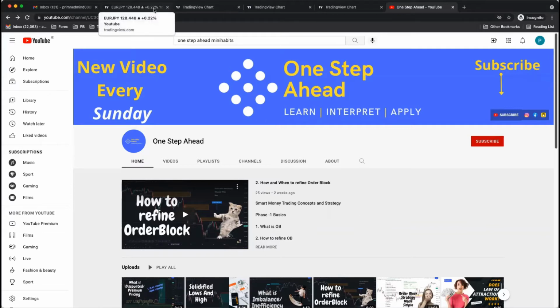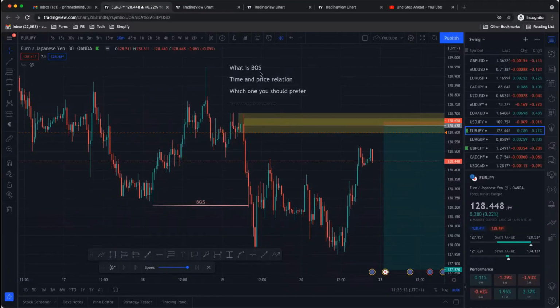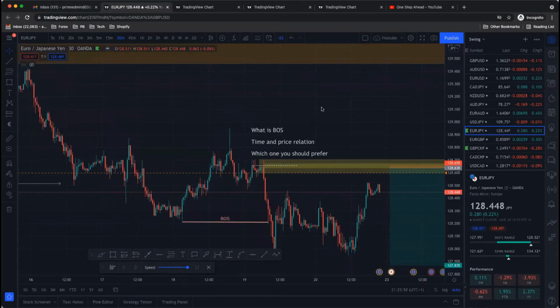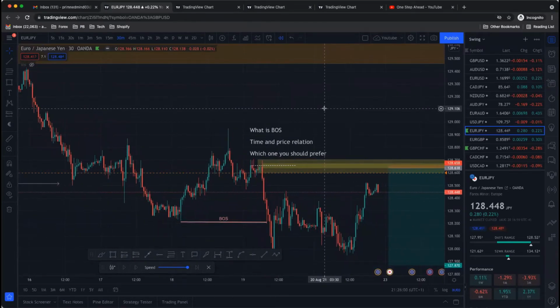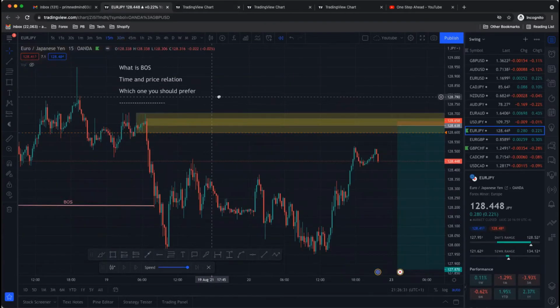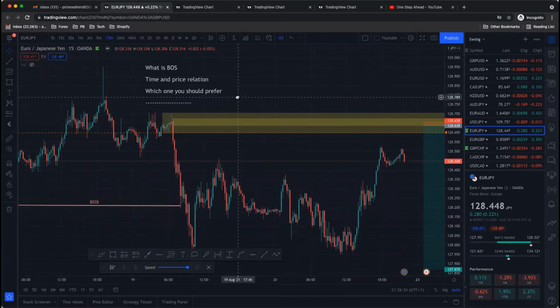We're going to talk about what is BOS, time and price relation, and which BOS you should prefer. I'll tell you which one I prefer, and you decide out of the three types which one you're going to prefer. The break of structure is this: once you mark the solidified lows and highs, any break of those lows or highs is called a break of structure. Now, there are three types of BOS.